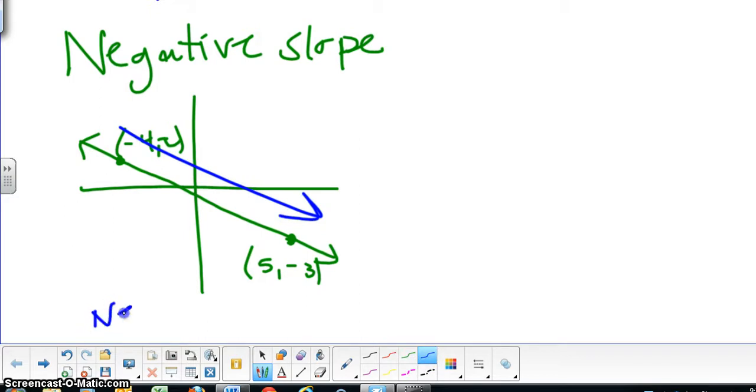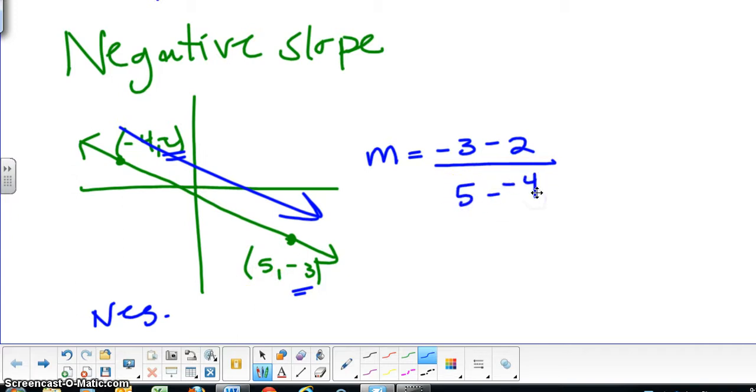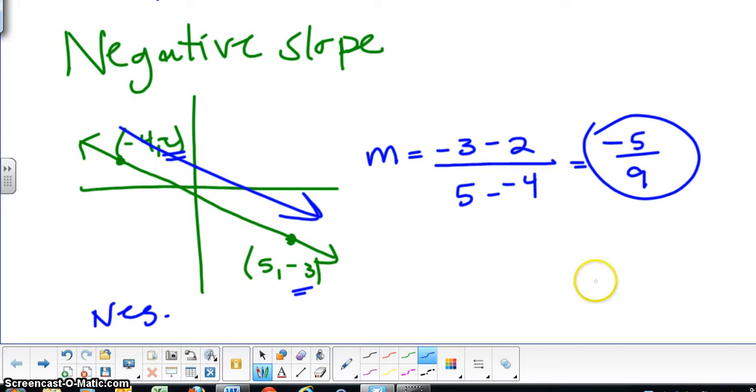a negative slope. And if you want to prove it, we can use the slope formula that we did in the first one, which is the change in y, which is a -3 minus the +2, then also a change in x, which is 5 minus a -4. Simplify, so you have -5 over 9, and you can see that it re-emphasizes the fact that it is a negative slope.